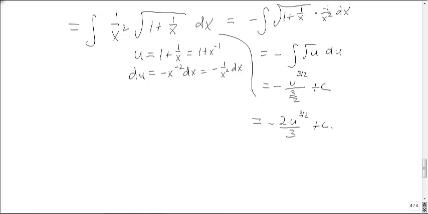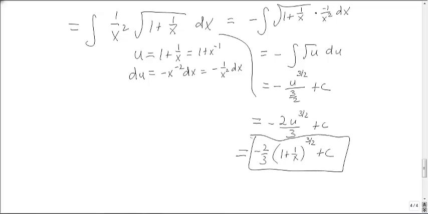And our answer cannot be in terms of u because it's a variable we introduced. We want to change that back to x for an indefinite integral. And so we're going to plug in u as 1 plus 1 over x. So we're going to get negative 2/3 times 1 plus 1 over x to the 3/2 plus c. And that is our answer to our integral here.